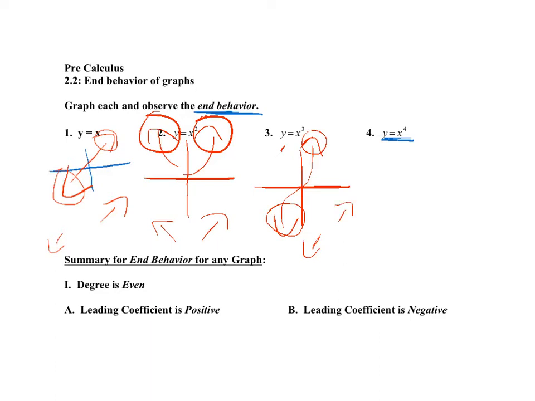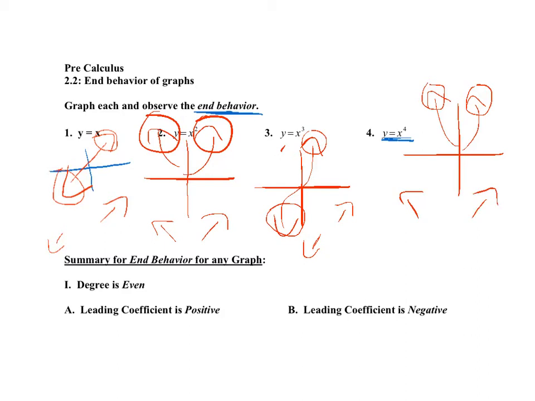If you did y equals x to the 4th, it's going to look just like number 2. It's going to look just like a parabola. It'll probably get more narrow, but I'm not really concerned with that. All I care about is the end behavior. So these both go up. So that's the end behavior there.